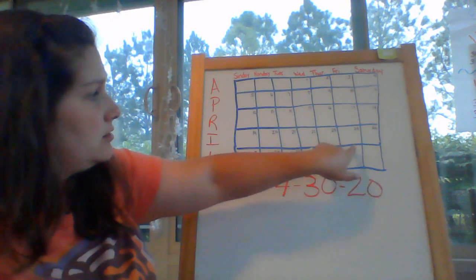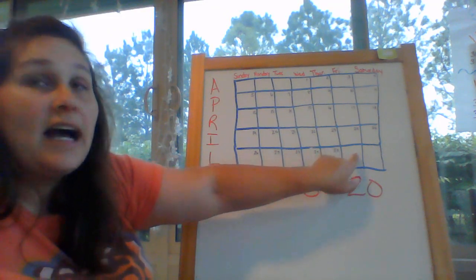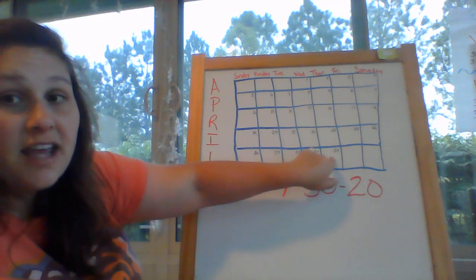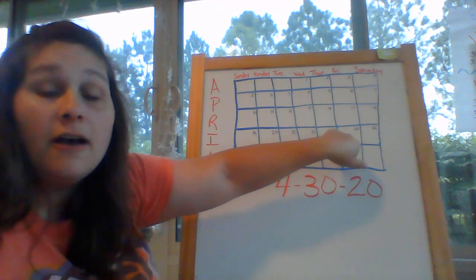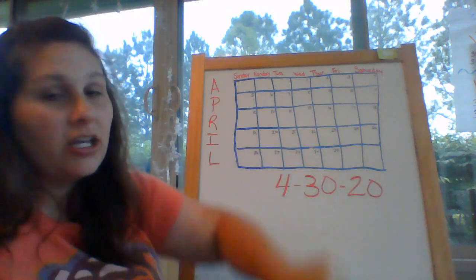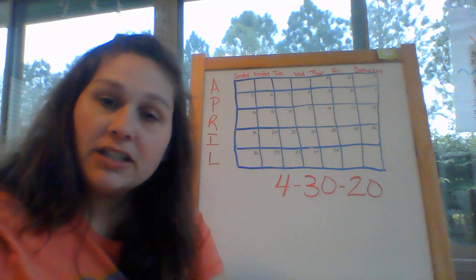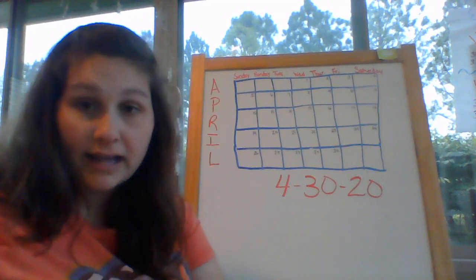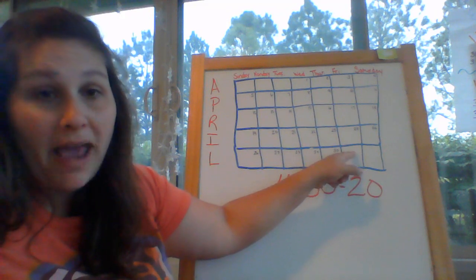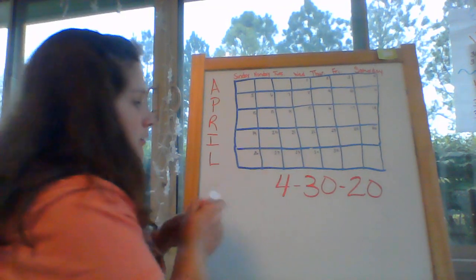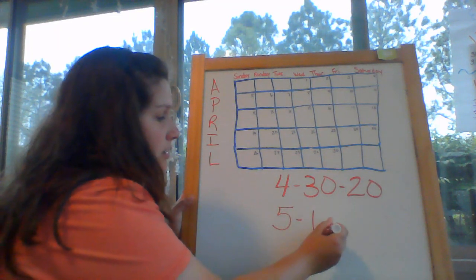You're right. May is going to start on a Friday. The last day in April is Thursday, so the first day in May is going to be Friday. Very good. You don't want to just skip days at the end of the month. So whatever day your month ends on, that next new month starts with that next day. So this will be May 1st right here. 5-1-20.